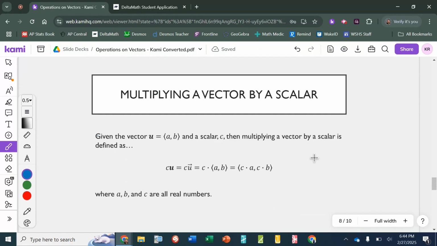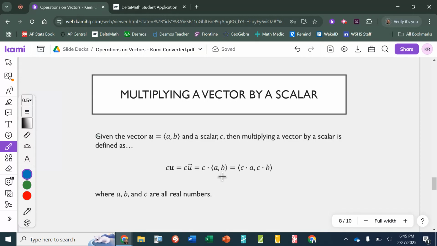Now, that last expectation or learning objective is multiplying a vector by a scalar quantity. So given a vector u, and we're going to give it the vector components a comma b, just like we did for addition, and a scalar c, so this time c is not part of the vector, it's a scalar, so it's just a number, then multiplying a vector by a scalar is defined as, well, I'm going to show c times u. Remember, u is the only one that's bolded because that's the vector. Or I can write it as c times u with a little arrow over it, which is also equivalent to c times that component form.